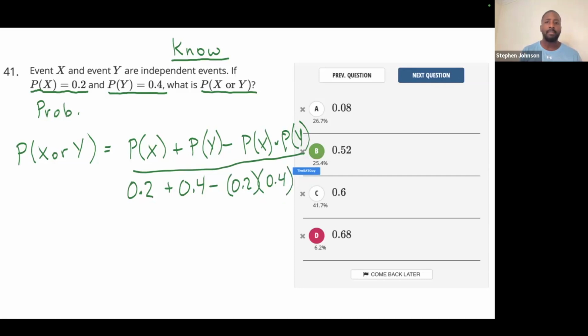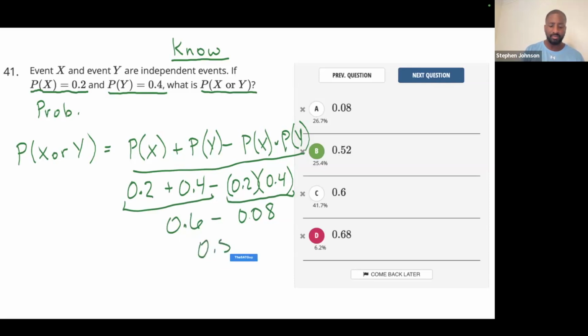Okay, so order of operations says that we should do the multiplication first. So 0.2 times 0.4, well, that's equal to 0.08. So then 0.2 plus 0.4, that's equal to 0.6. So we have 0.6 minus 0.08. 0.6 minus 0.08 is equal to 0.52. And that is the reason why choice B is the correct answer. So again, this is a knowledge question, so make sure you write a note as to what knowledge goes along with this specific type of question. And again, the fact that these are independent events is what makes it important.